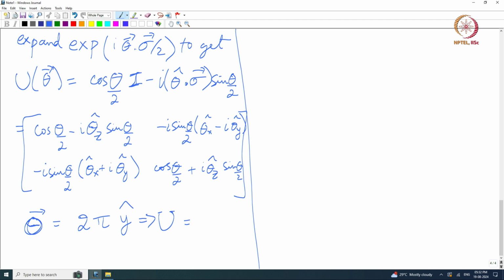So, cos of, I have cos of pi, correct, and that is a minus 1, and then everywhere else I have sin pi, that is a 0, right. So, here it is 0, here it is 0, here it is 0, here also it is 0. So, I am left with another cos pi, that is also a minus 1, correct. Does this look familiar?